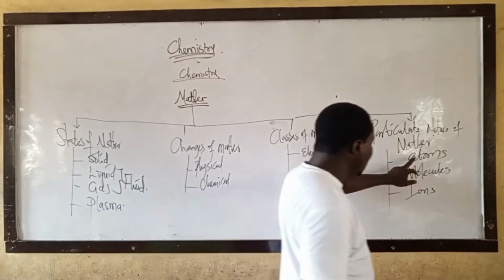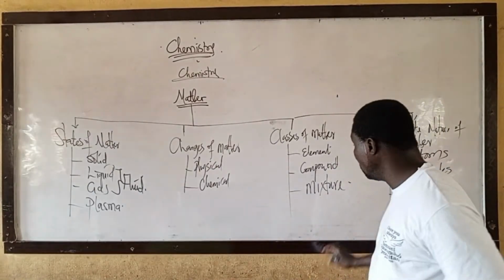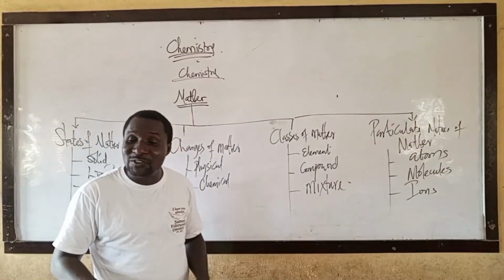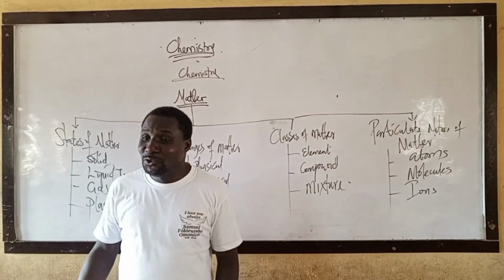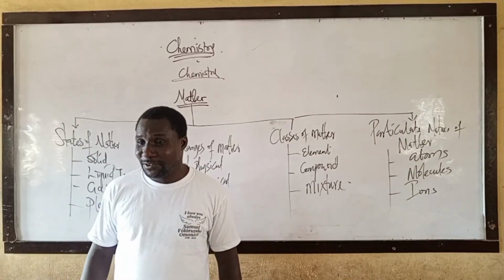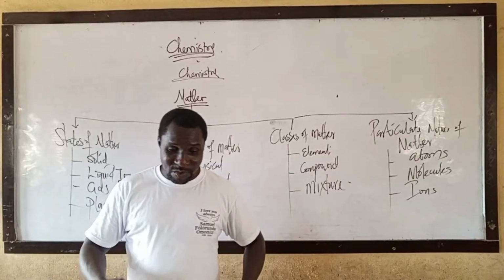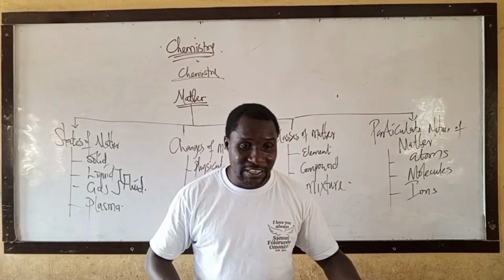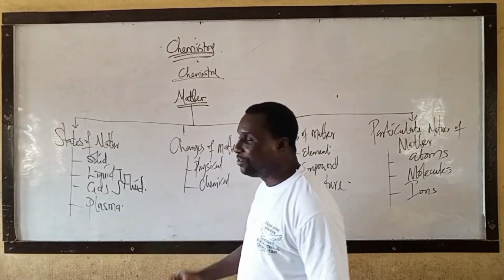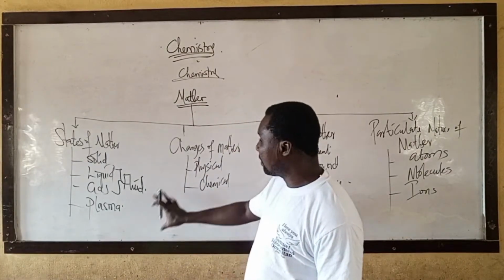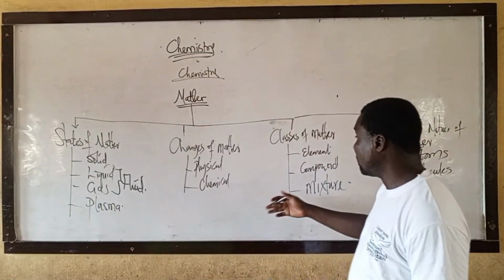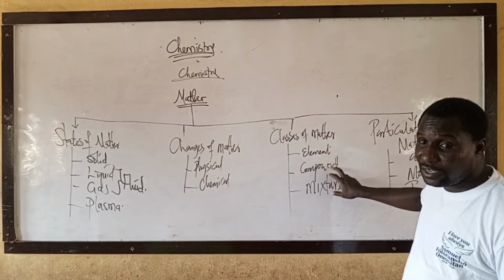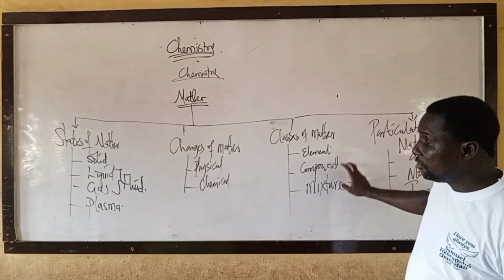Particulate nature of matter, which are atoms, molecules, and what? Ions. And take note of this. If you know all this, you don't have a problem in chemistry. Maybe you will struggle in periodicity if you don't know it. But we are going to look at each one of them, one after the other. Mostly I will talk on this, very important. That's where the problem is. Just let us start.